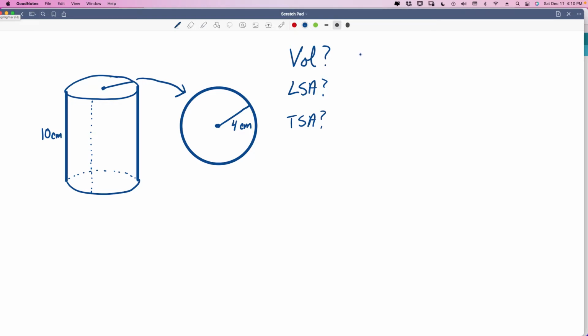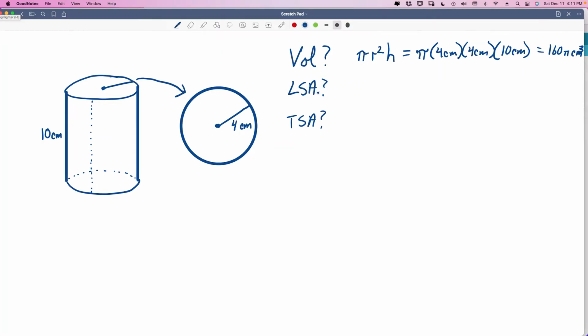So remember, our volume is base times the height. So we have the base, which is the circle, which is going to be pi r squared times height, right? So that's going to be pi times 4 centimeters times 4 centimeters times 10 centimeters. All right, 4 times 4 is 16 times 10 is 160 pi centimeters cubed. Centimeters to the 3.